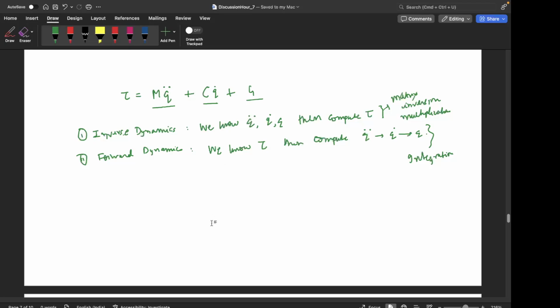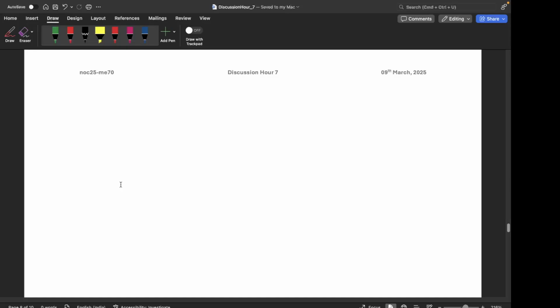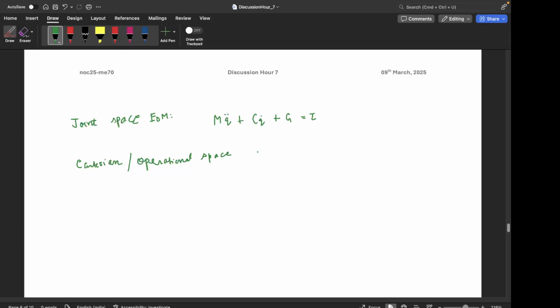So now the last thing that we will touch upon today is basically rewriting this joint space equation of motion into Cartesian space or the operational space. The joint space EOM is what we just derived, that M(q) q double dot plus C(q, q dot) q dot plus G(q) is equal to tau. Now many times it is useful, especially doing impedance control and other control algorithms, to express everything in Cartesian or operational space EOM.